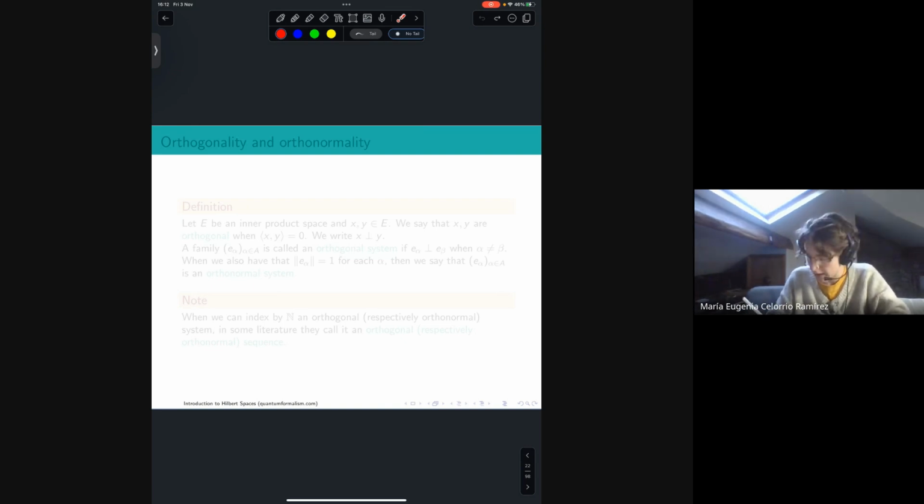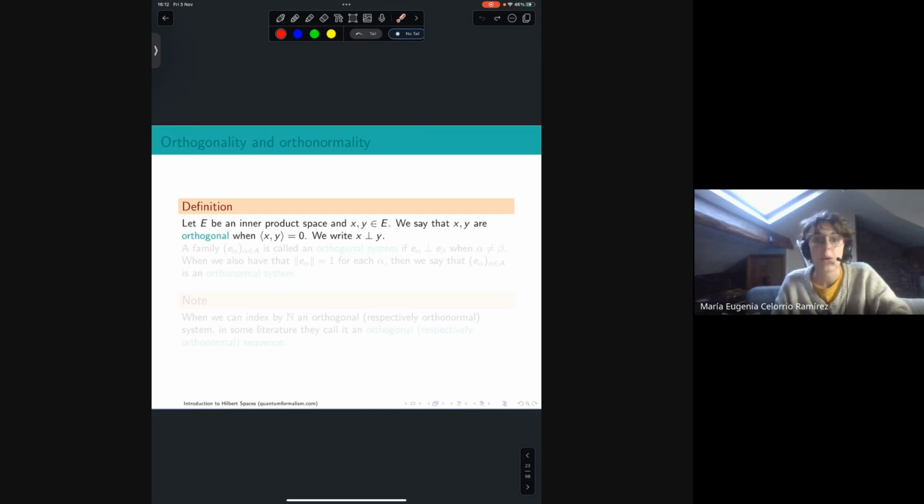We can talk about orthogonality because we have an inner product, and that is going to be the key point to define orthogonality. So we say that whenever we have an inner product space, two elements are orthogonal when the inner product of these two elements is equal to 0. When they are orthogonal, we write it like this. And now we can have a whole family of orthogonal elements. We call it an orthogonal system if the elements are orthogonal two by two, whenever obviously alpha is different from beta.